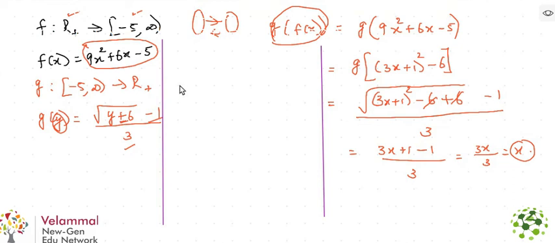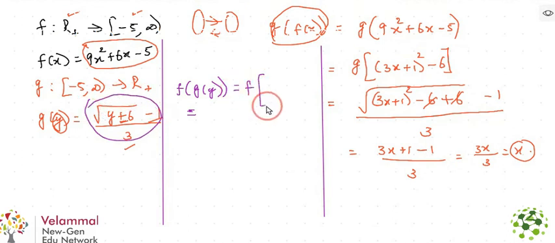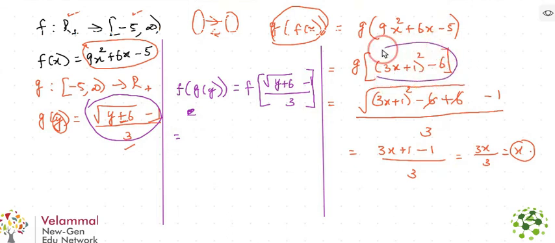Now we are going to do f of g of y. What is f of g of y? This is same as, what is g of y? This is g of y. So I'm just going to copy it. F of square root of y plus 6 minus 1 divided by 3. Now what is f of x? F of x is, I'm going to use the completed square one. 3 times x plus 1 whole square. Okay. So let me do that first. 3 times, in x place this whole thing is there.